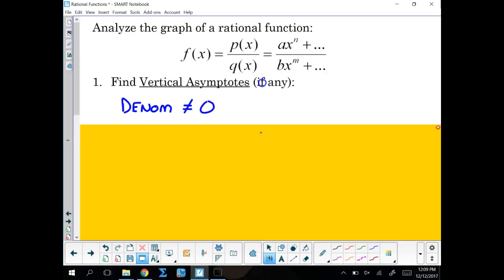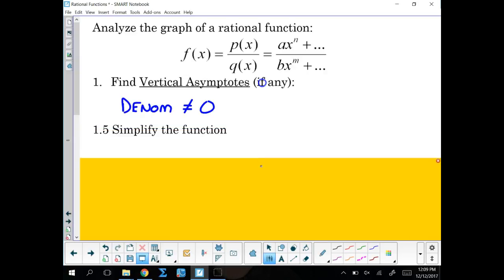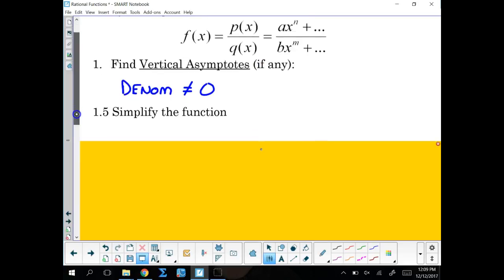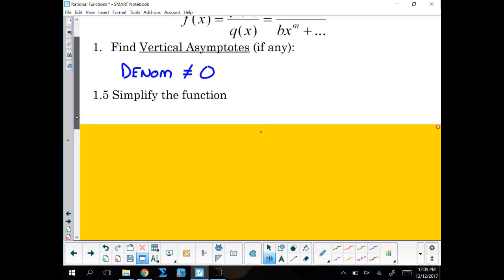What do we do next? Vertical asymptote, part of the denominator being 0. Okay. So what do we do next? Simplify it. And what are we looking for there? Any common factors, right? So here we're looking for common factors.